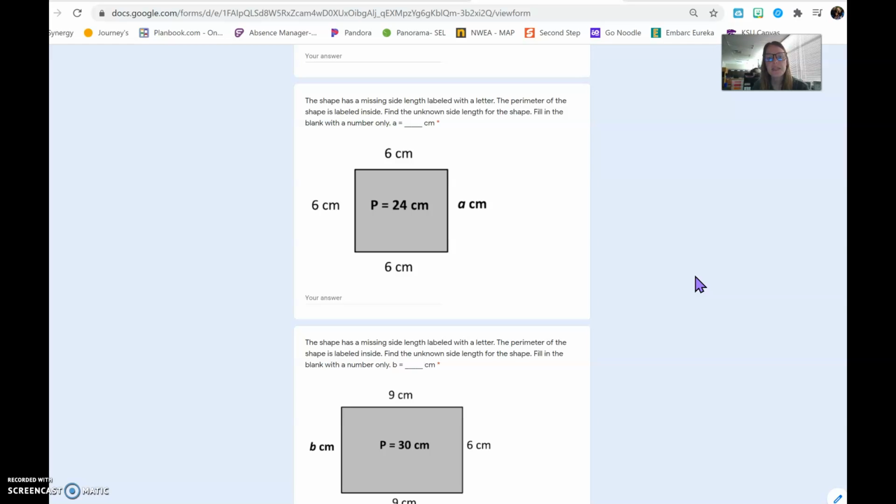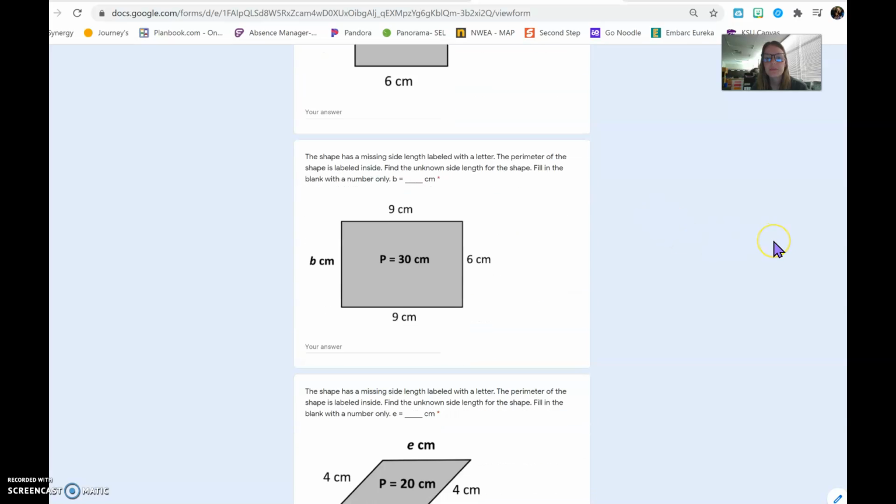The shape has a missing side length labeled with a letter. The perimeter of the shape is labeled inside. Find the unknown side length for the shape. Fill in the blank with a number only. A equals blank centimeters. So you're going to put how many centimeters A is.